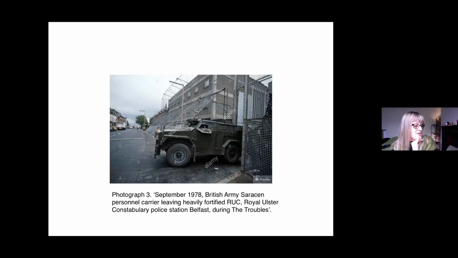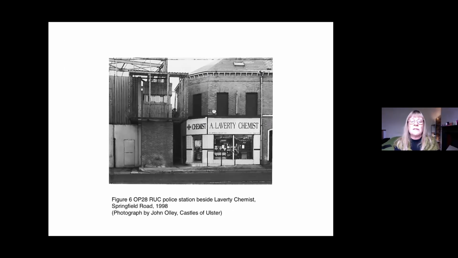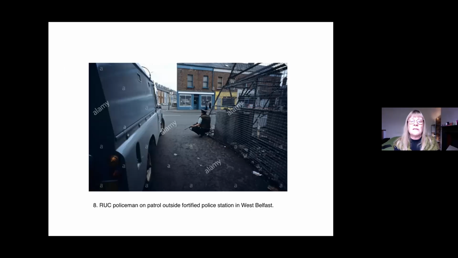On the appropriation of photographic imagery, in another photograph, figure 11, we see the same RUC station from a different view. So I'm going to go to that one. This one here. What is remarkable here is that the surroundings look very normal. Two women chat outside a row of brightly coloured shops. It's only the RUC station that is heavily fortified. Despite the boarded up windows to the upper floors, life appears to continue as normal on this street.